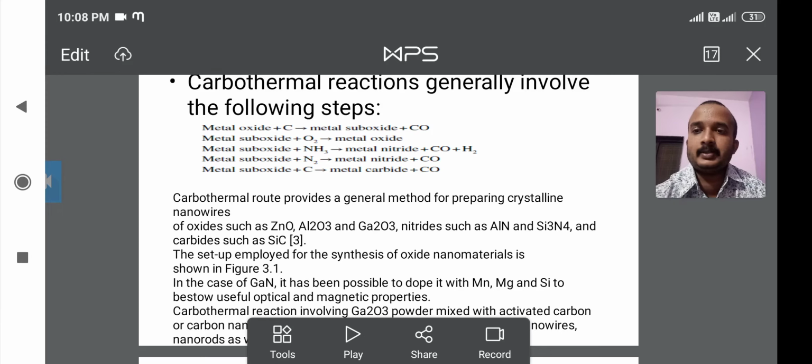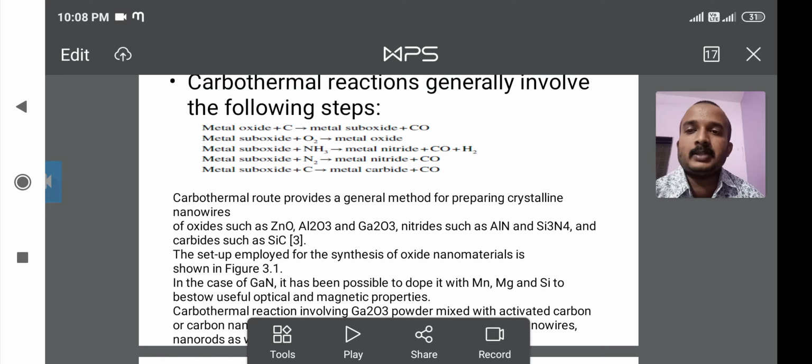Good afternoon, friends. In the last lecture, we discussed the ceramic method, including some introductory parts of it. In this lecture, we are going to discuss the carbothermal reaction, and that reaction generally involves the following steps.